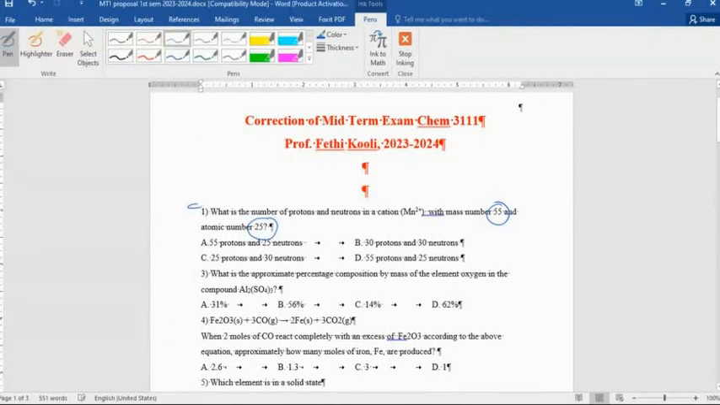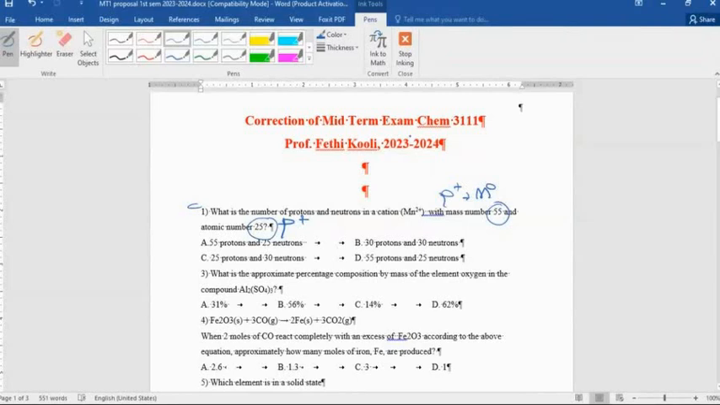To answer this question, you need to know what the mass number means, and what the atomic number means. The atomic number is the number of the protons. And the mass number will be the number of the protons plus the number of the neutrons. So here will be the number of protons plus the number of neutrons. Now, how many protons and neutrons do I have in this cation?